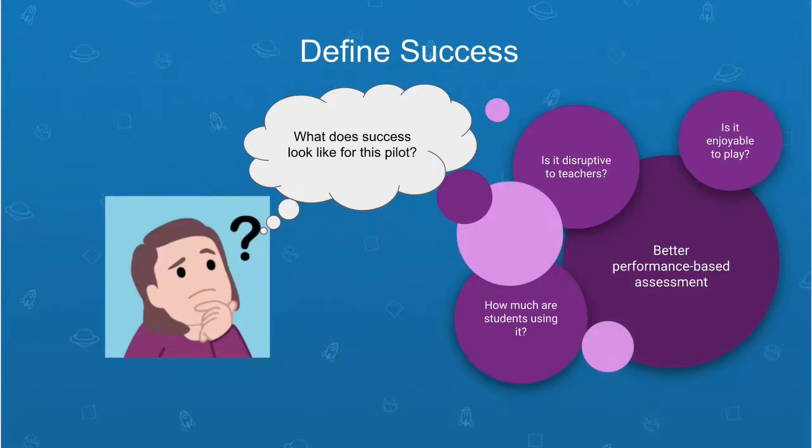She's going to do this through the use of formative performance data that her teachers can easily access and students enjoy using the tool. So see, these are some of the minimum requirements that define her success. Students need to be using the tool. It needs to have limited disruption for teachers, and students, of course, need to enjoy playing the game. So for Janice, success looks like minimizing the difference between high performing and low performing students.